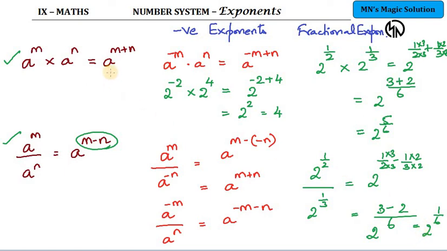So the answer is 2 to the power of 1 by 6. So these are two important laws of exponents, explained with respect to normal addition and subtraction, whether it's negative exponents or fractional exponents. Still the powers will be added or subtracted if it's a multiplication or division as such.